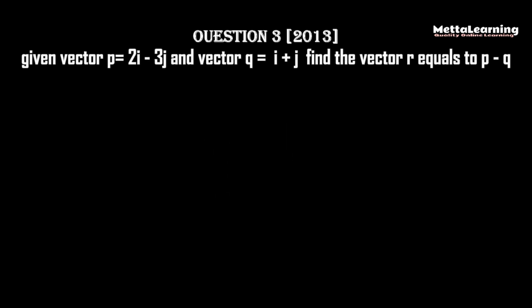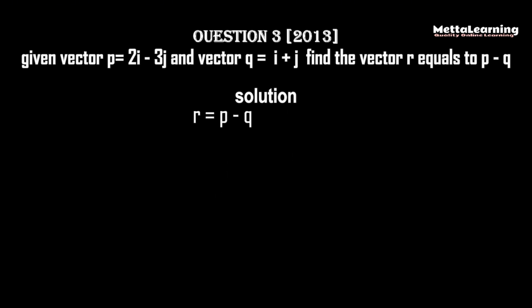The third question we'll be solving in today's class is from the Y past question 2013. It says given vector P equals 2i minus 3j and vector Q equals i plus j, find the vector R equals P minus Q. So you find the vector R, which is vector P minus vector Q. Just as we solved the first question in today's class, we are going to be subtracting vector Q from vector P. So we have R equals P minus Q.